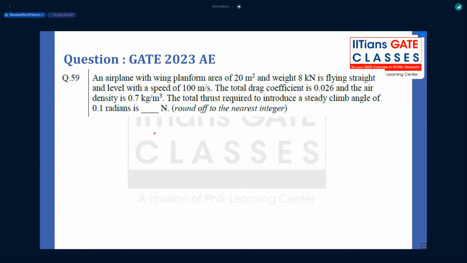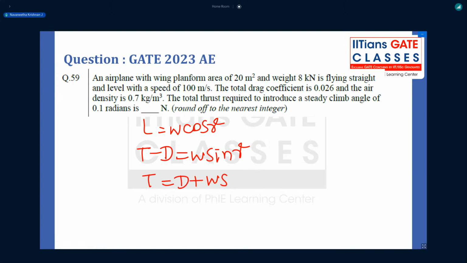There were two equations. What is that equation? Lift equal to W cos gamma for climbing flight. The other one was thrust minus drag equal to W sin gamma. Thrust equal to drag plus W sin gamma. This is the total thrust required to introduce a climb angle of this much radians. So we have to find out what that is.